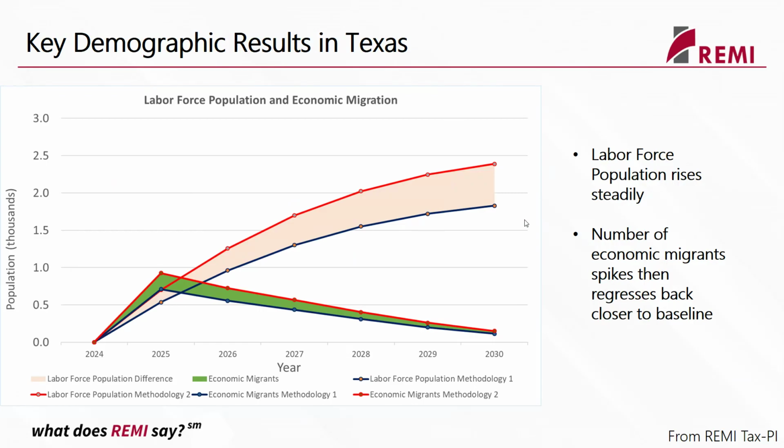As you can see, the labor force population steadily rises, but the number of economic migrants spikes, then regresses back to the baseline as businesses and individuals adjust to the new 40K cap.